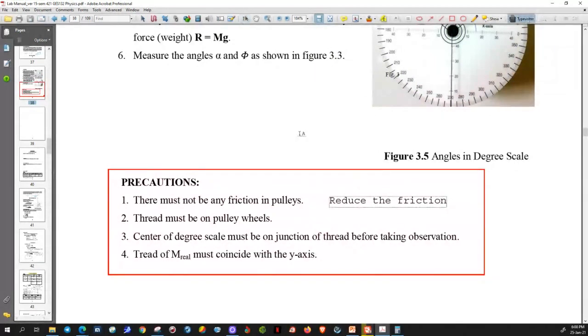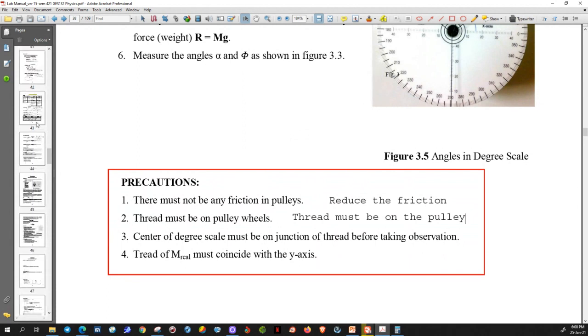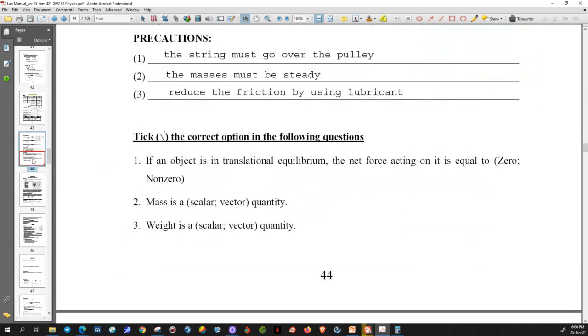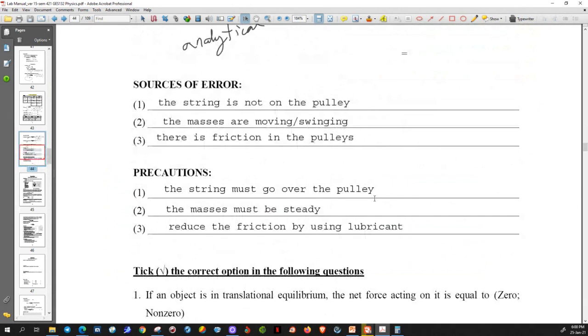Okay? What else? Thread must be on pulley wheels. This one, the grammar is wrong, so we want to write the grammar correctly. Just say the thread must be on the pulley. Done. Okay, it's the same as the source of error and precaution which I gave you at the end, right there.